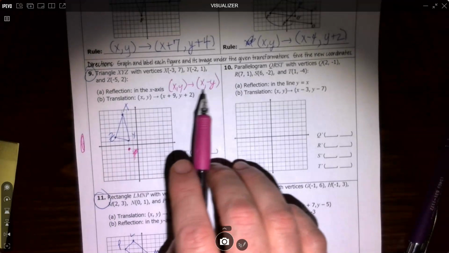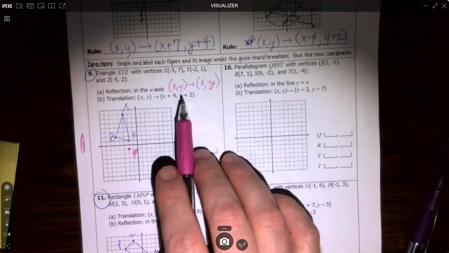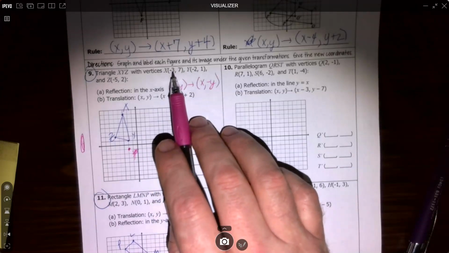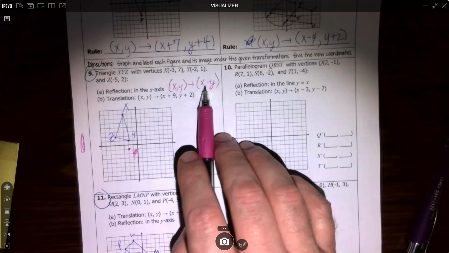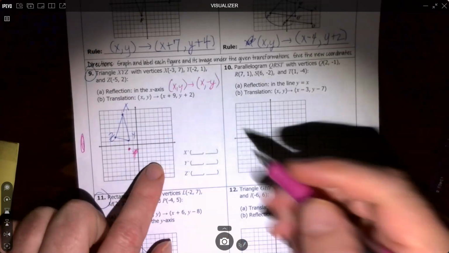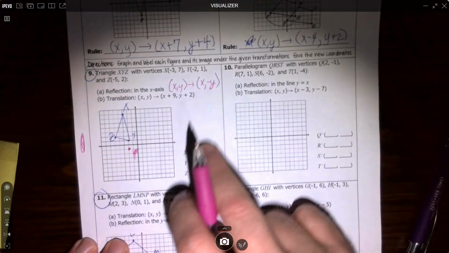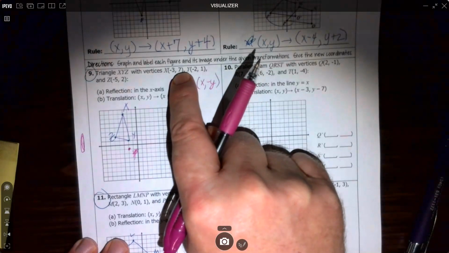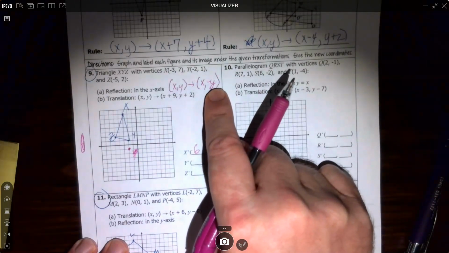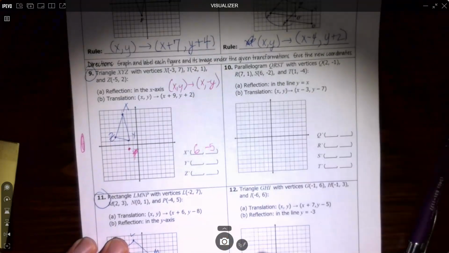All right, so what you're going to do is follow these rules one after the other with each one of these points. So it looks like I take -3 and I do nothing with it, and then I add 9 to it. So -3 plus 9 is 6. So that's the final x coordinate for this first point. Y says take y, change its sign, so it's now -7, and add 2, which is -5.